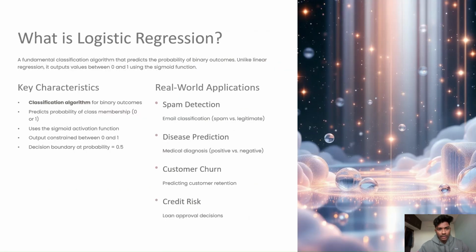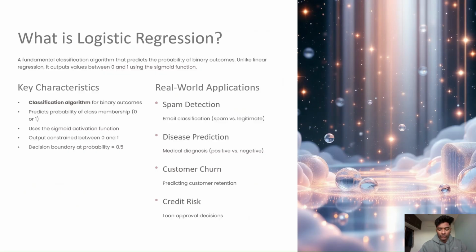Now, what is logistic regression? Now, let's move to logistic regression. Logistic regression is a classification algorithm which predicts the probability of belonging to class 0 or class 1. It uses the sigmoid function to squash values into a range between 0 and 1, and uses 0.5 as a natural decision boundary. Real-world applications include spam versus non-spam, disease diagnosis, customer churn prediction, and loan approval decisions. It's simply powerful and widely used.